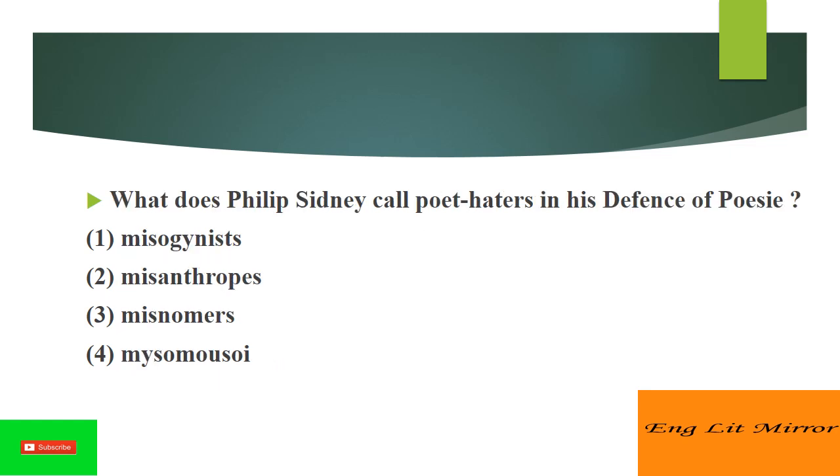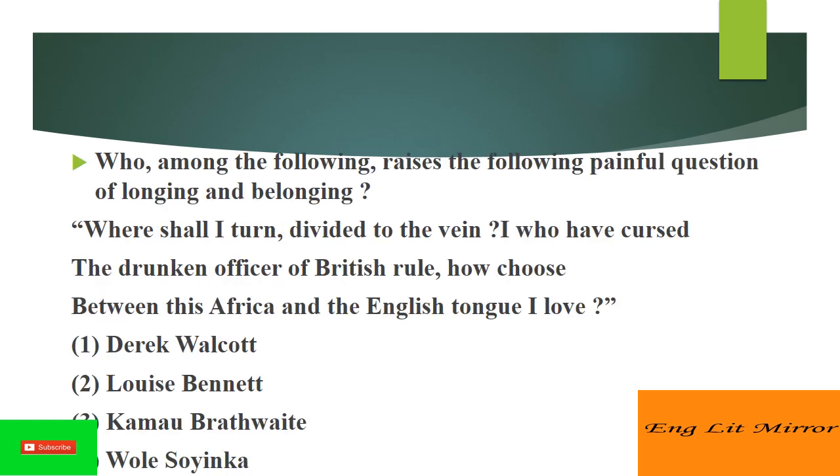What does Philip Sidney call poet haters in his defense of poesy? Answer is option 4, Misomousoi. Who among the following raises the following painful question of longing and belonging? Where shall I turn, divided to the vein? I who have cursed the drunken officer of British rule, how choose between this Africa and the English tongue I love? Answer is option 1, Derek Walcott.